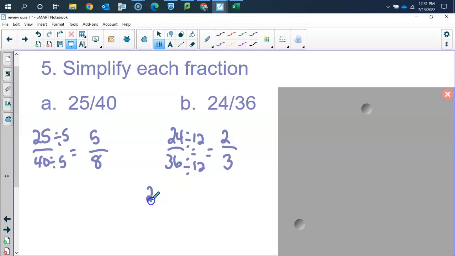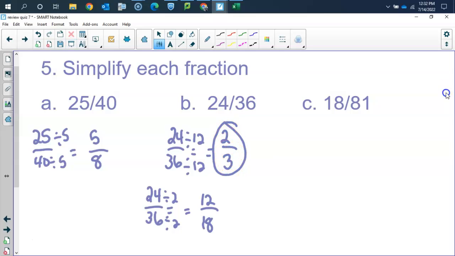Now, let's pretend you were doing this and you said, oh, I can divide these both by 2, which is correct. 2 is a factor. 24 divided by 2 is 12, and 36 divided by 2 is 18. Now, that is a fraction that is not completely simplified, because here I could divide again both by 2 or by 6. You need to keep simplifying until you get down to where there is no common factor.